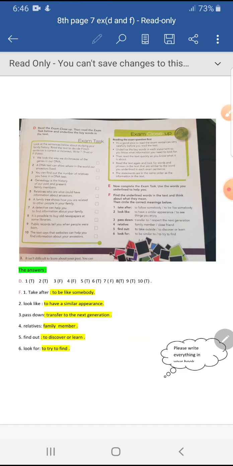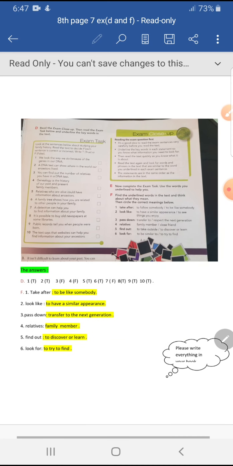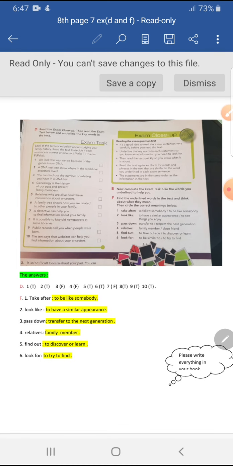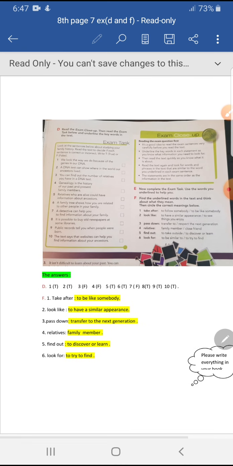Now we will continue with page 7, exercises D and F. If you remember the reading text, it was about ancestors and family history. Now, concerning section D, they ask you to read and decide if each sentence is correct or incorrect. So let's read.